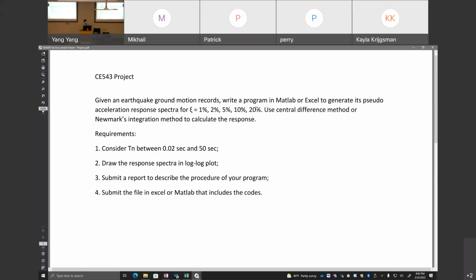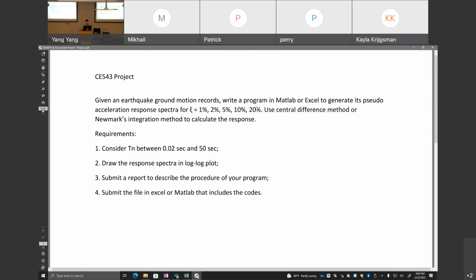So that you can find out the maximum acceleration for each system, and you plot the maximum acceleration versus the natural frequency of the system, so that you can get the response spectrum. So response spectrum is a very important concept.